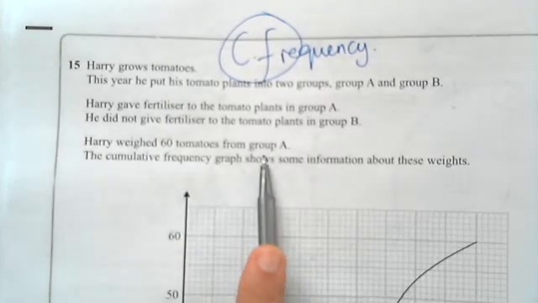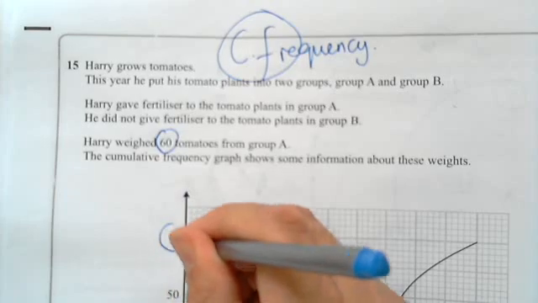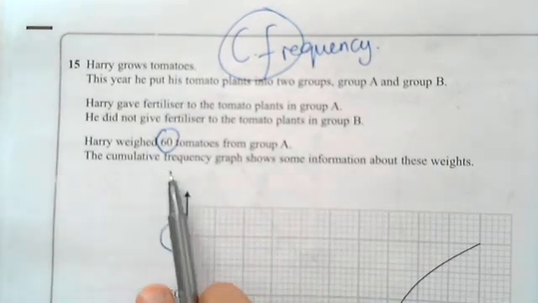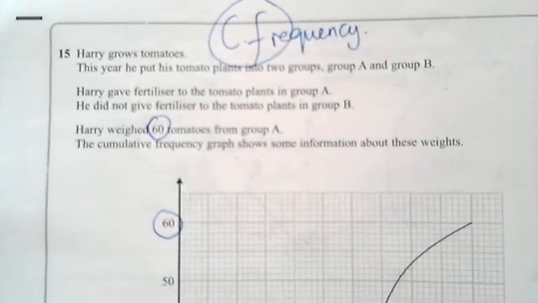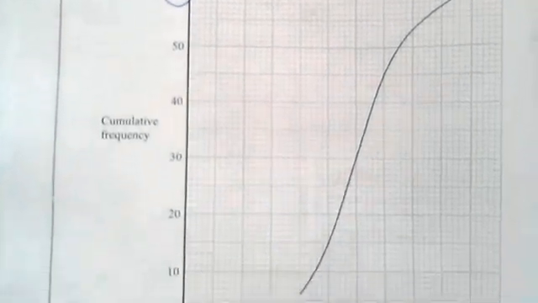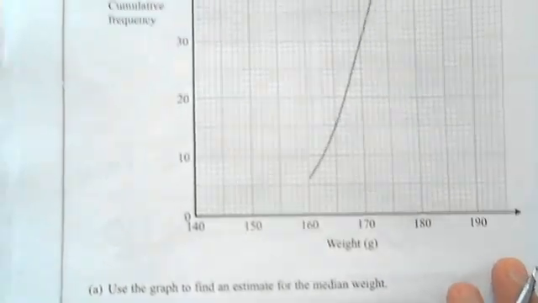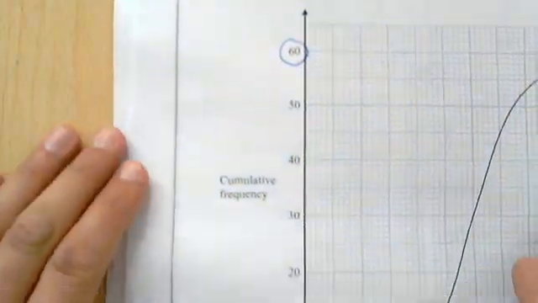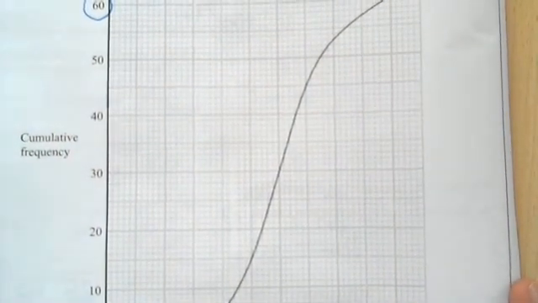Harry weighed 60 tomatoes. Key number, 60. The cumulative frequency graph shows some information about these weights. The question says at the bottom, use the graph to find an estimate for the median. So let's get the graph in the correct position. It's a bit difficult to get it all on.